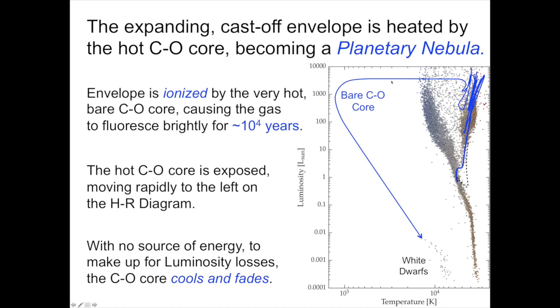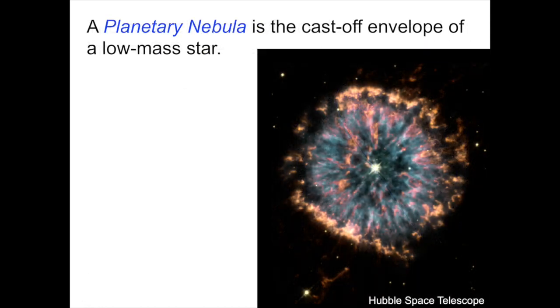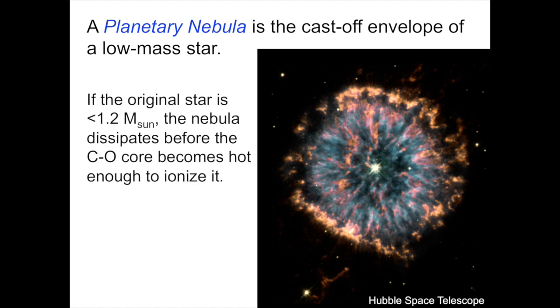And so the evolution of the star, if we watched it tracking across the Hertzsprung-Russell diagram for about 10,000 years, would go from very cool to very, very hot as the bare carbon-oxygen core is exposed, but that core would very quickly begin to cool and fade out, dropping in luminosity, and as its temperature declines, becoming redder in color. The planetary nebula is the cast-off envelope of a low-mass star. We see planetary nebulae all over the sky as the remnants of low-mass stellar evolution.